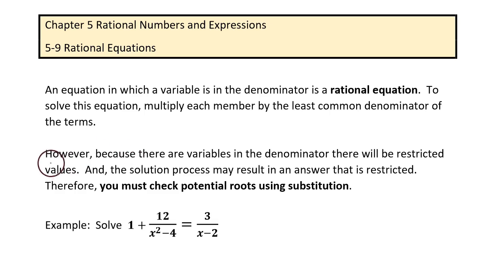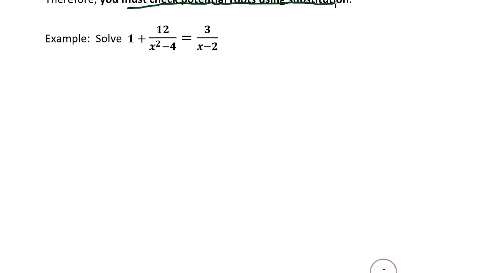Because there are variables in the denominator, there will be restricted values. And the solution process may result in an answer that is one of those restricted values. Therefore, you have to check potential roots using substitution. All year long, you've been encouraged to check your answers to any equation, but this time it's absolutely critical because one of the answers you get might not actually work. Let's try an example of this.